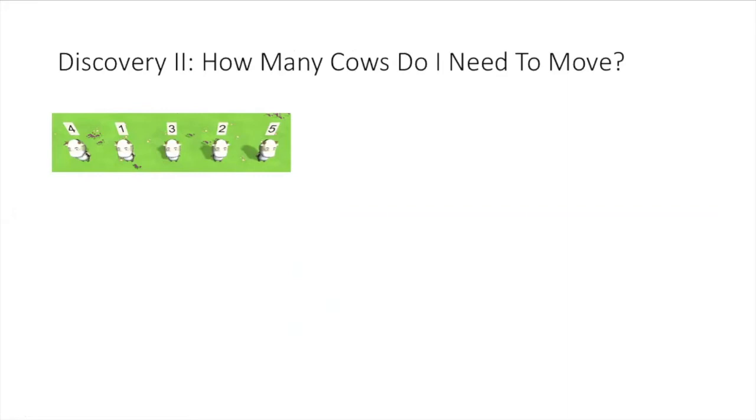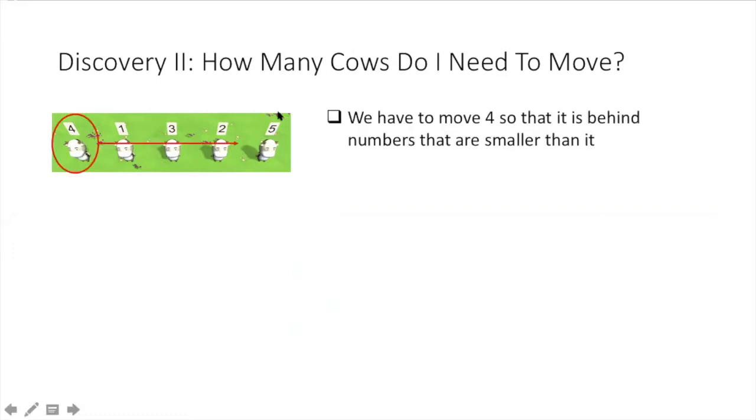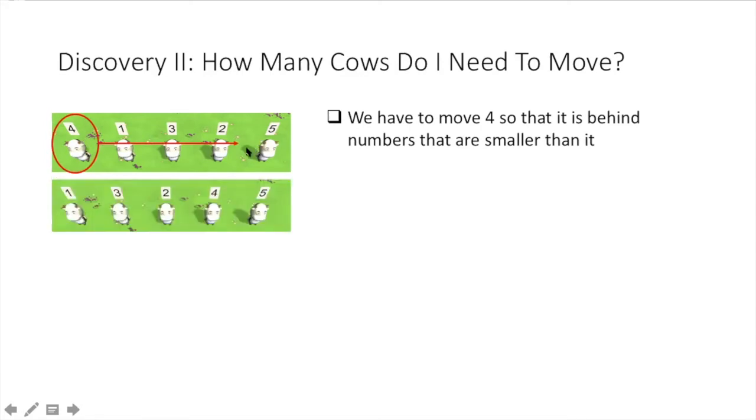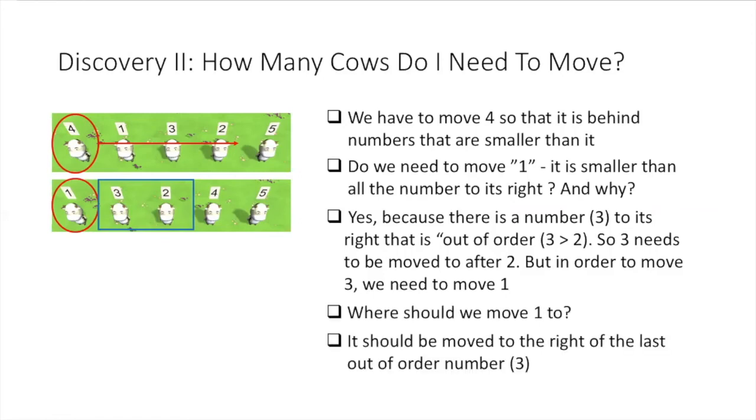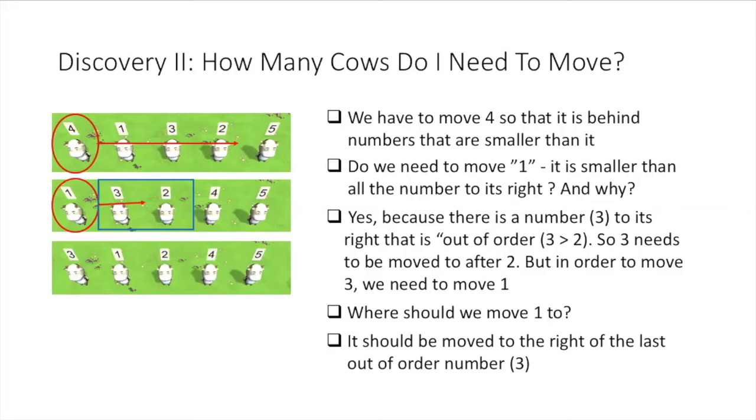The second discovery: how many cows do I need to move? Look at this one. Obviously we move the 4 to after the 2, so it becomes that. Then we look at 1. Do we need to move the 1? We had the same problem in the simulation. The 1 is already in the right order, but unfortunately 3 is not, and we need to move 3 to behind 2. Given this strange digital world, you can only move the first item, the leftmost cow. So in fact, you need to move 1 in order to allow you to move 3. That's really the trick. So now you move 1 so that 3 is exposed, you can move 3 to behind 2, and now you're done.